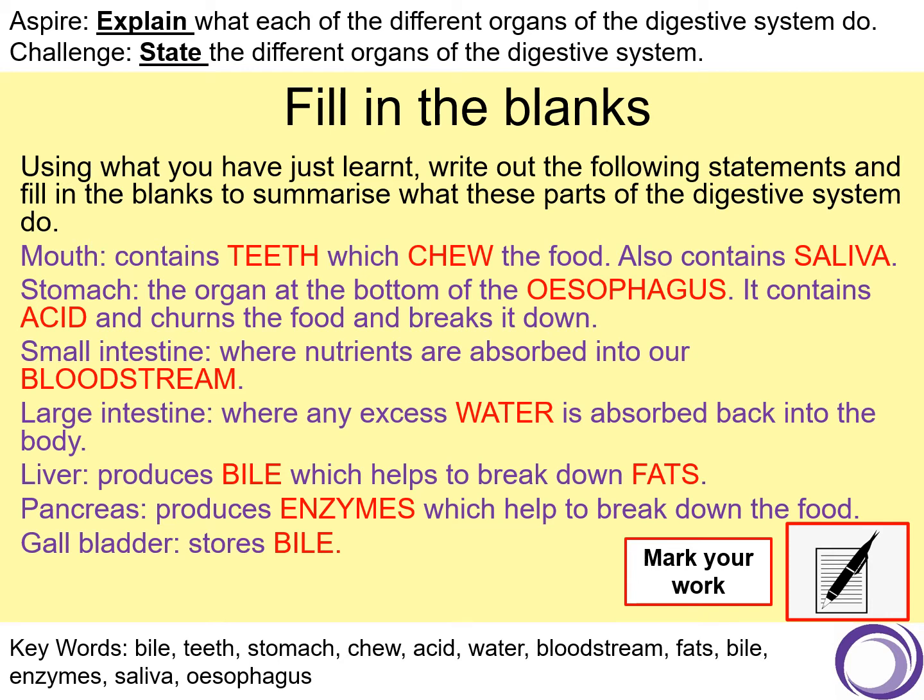The next two missing words in the sentence are bile and fats. So the liver produces bile, which helps to break down fats. The pancreas produces the next missing word, which is enzymes, which help to break down food. And then the last missing word is bile. So the gallbladder stores bile.